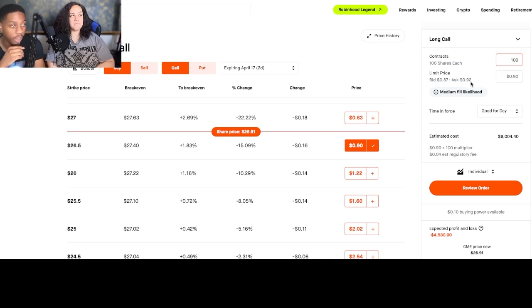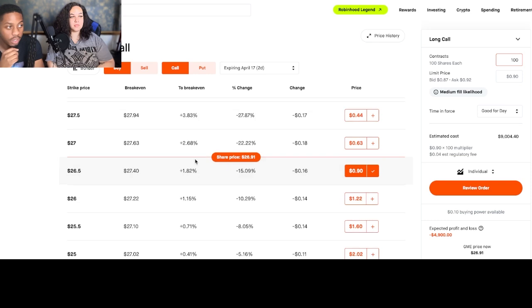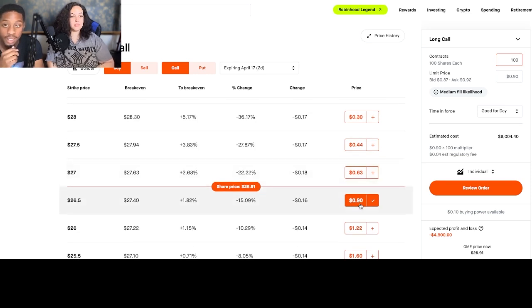So if you buy 100 calls for GameStop right here at $26.50, and for the price of 90 cents each, which is actually $90 each. If you multiply 0.90 times 100, that's $90. And you know, Robinhood's gonna tell you that. That's why whenever you get 100 contracts, it's gonna be $9,000. So 100 times 90 is 9,000.